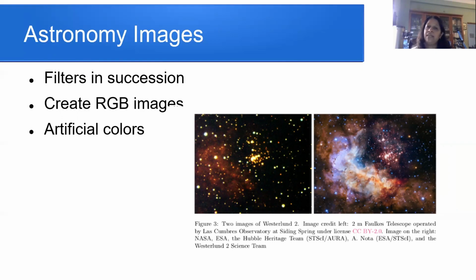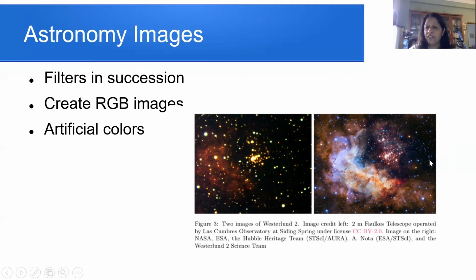And then we use these 3 different images to overlay them. We will do that in future to create what are called RGB images. So in that, you exactly overlay the images and place them. For example, on the left, you can see an image of Westerlund 2, which is a star cluster. And you can see this has been observed by a 2-meter telescope. And what they did is they overlaid different filtered images.